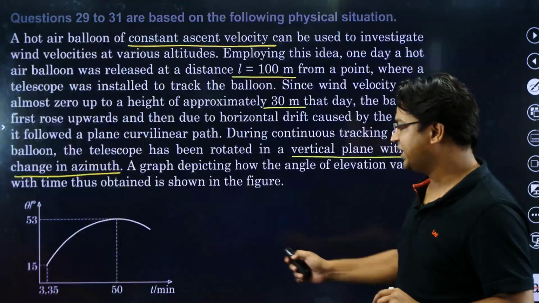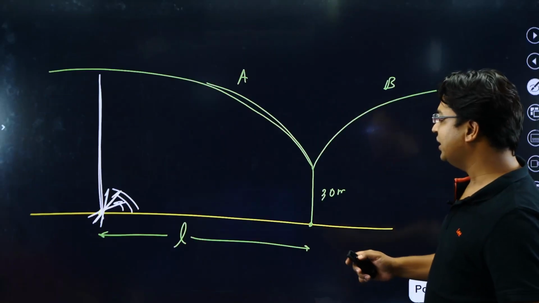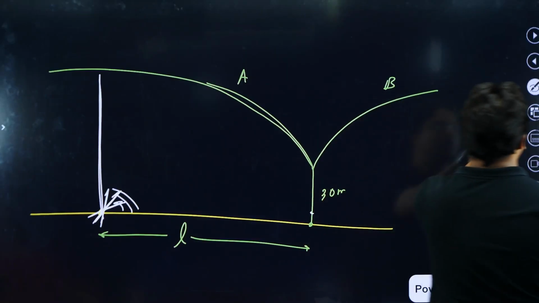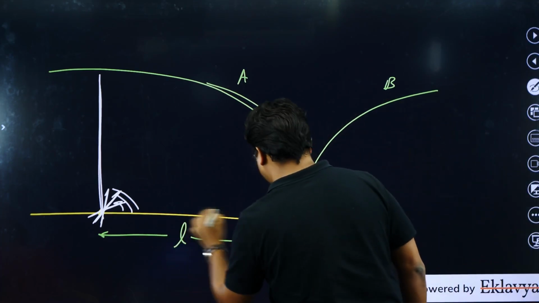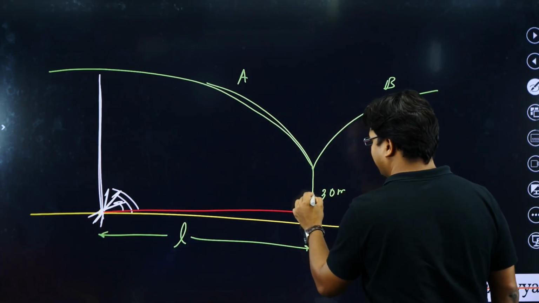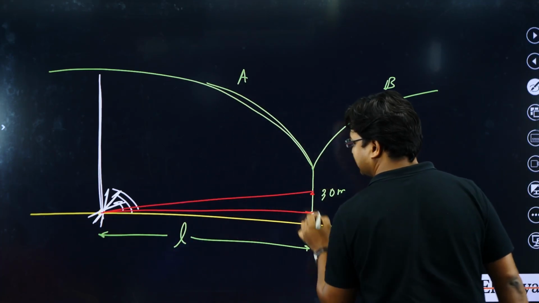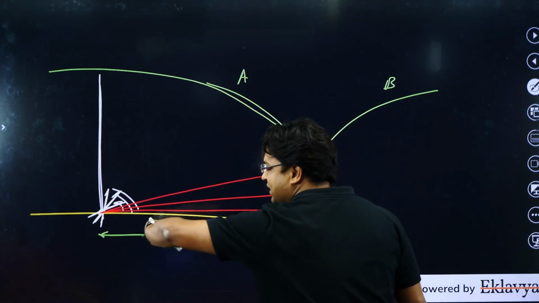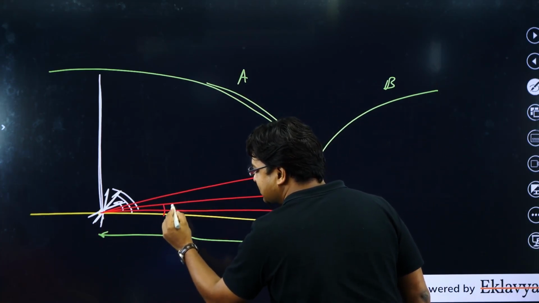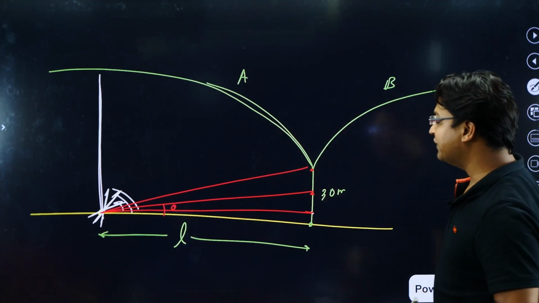So how that graph is made, I have not made it clear yet. Let me make it clear. As the balloon was rising, let's say the balloon was here, then the telescope was pointed like this along this line. When the balloon reached here, the telescope was pointed along this line. When the balloon was here, the telescope was pointed along this line. So you see that this angle is increasing. So it is this angle versus time, that is the graph that has been given to us.